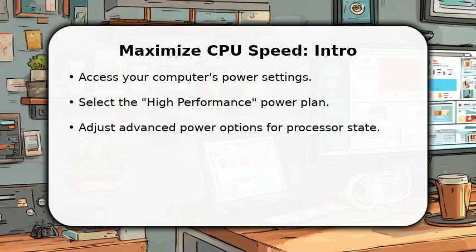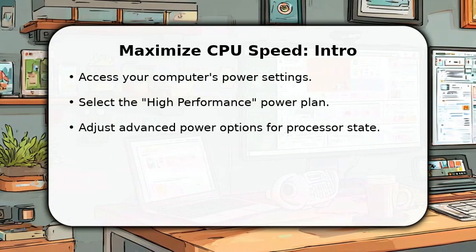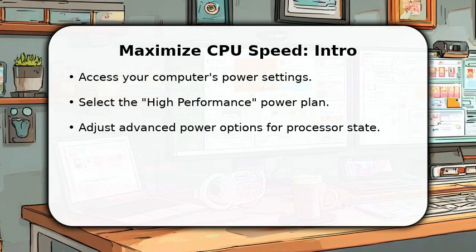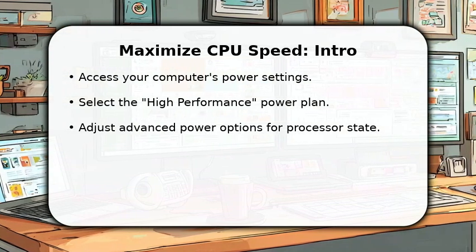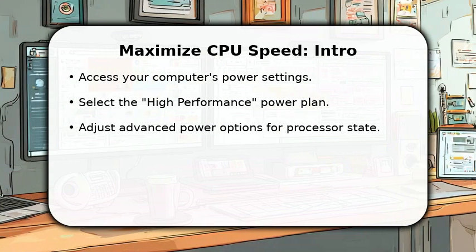In this video, I will explain how to maximize your CPU speed. First, navigate to your computer's power settings, typically found in the control panel or system settings. Once there, select the High Performance Power Plan. This setting prioritizes raw processing power over energy efficiency.